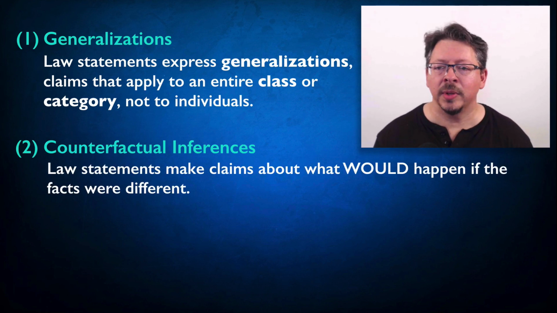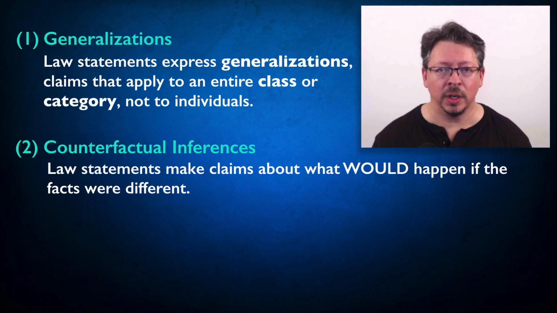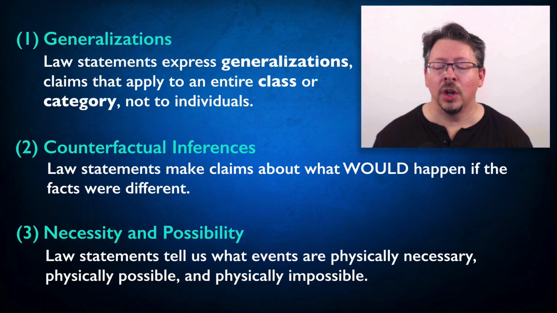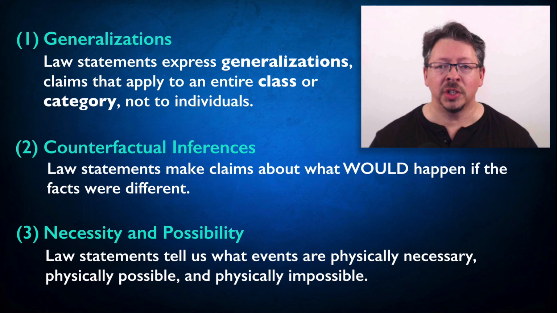Second, law statements make claims not only about what happens in the actual world, they also tell us about what would happen if things were different from the way they are. We say that law statements support counterfactual inferences. We use counterfactual reasoning all the time in science. And third, law statements tell us what events are physically necessary, physically possible, and physically impossible. These distinctions are part of our common sense understanding of the world. The laws of nature express our current understanding of how to draw these distinctions. And finally, just a reminder, all of these ways of talking about laws are epistemically neutral.